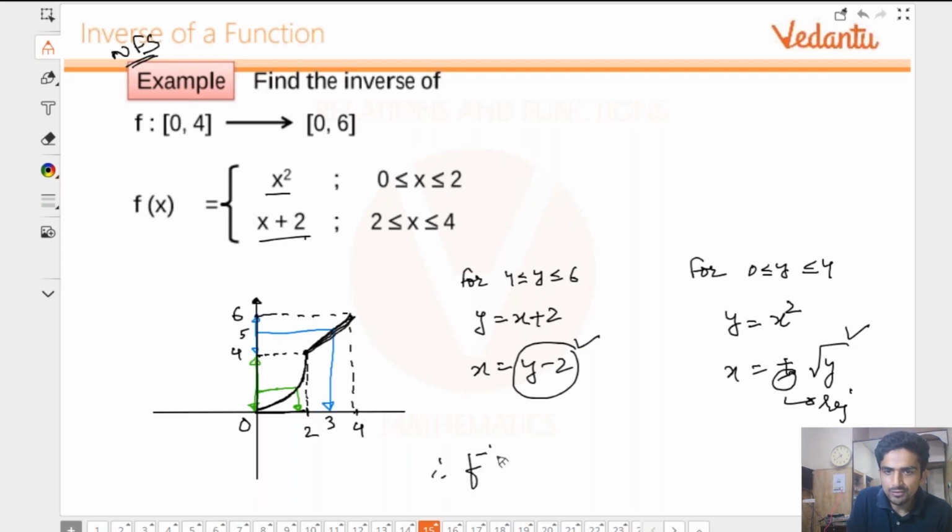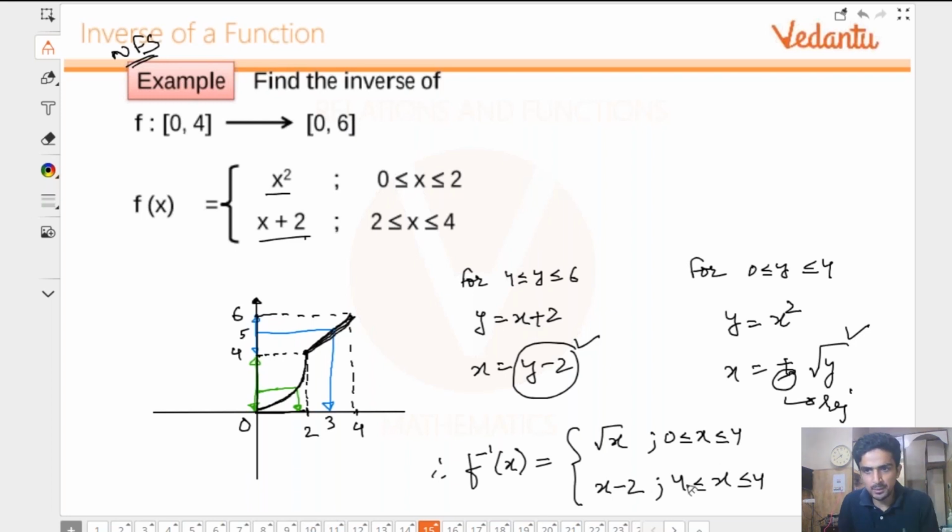So writing in terms of x, because we don't express it in terms of y, when my input is 0 to 4, my inverse will be root x. And when my input is 4 to 6, my inverse will be x minus 2. Guys, a very simple but a very good question. If you understand this question, then you at least understand the meaning of inverse.